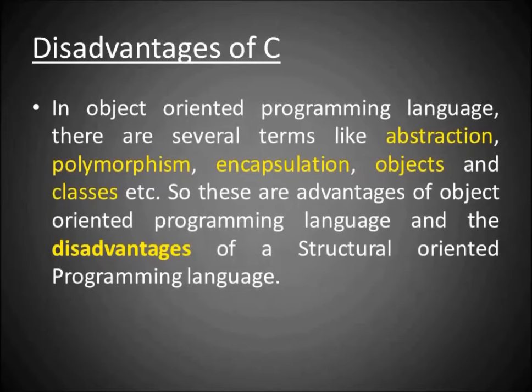Now, the disadvantage of C is that all the terms which are in object-oriented languages are not in a structured language, that is C. So no abstraction, no polymorphism, no encapsulation, no objects and classes. So this is the disadvantage of C only.